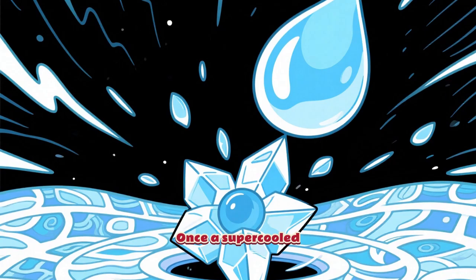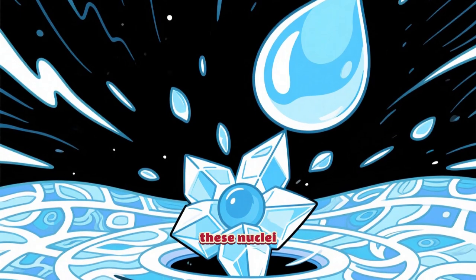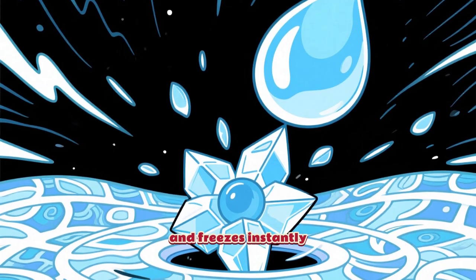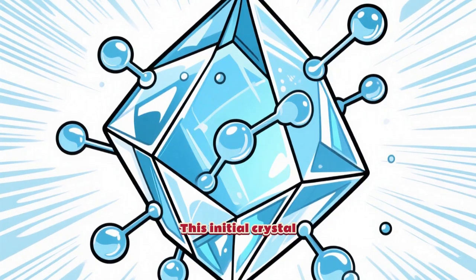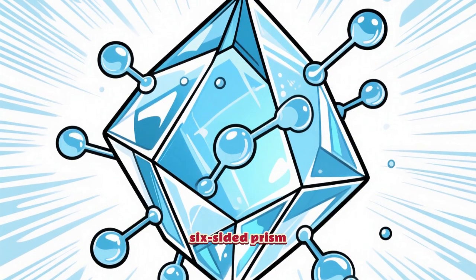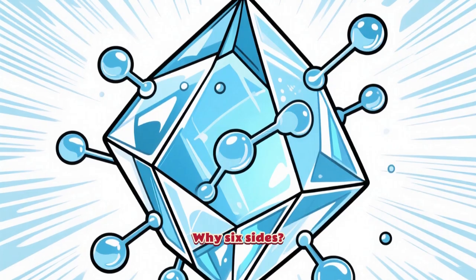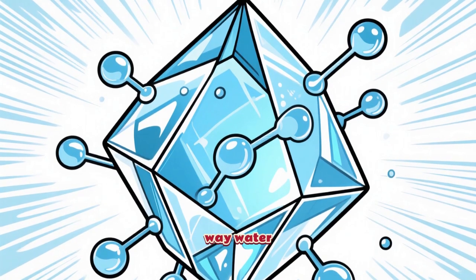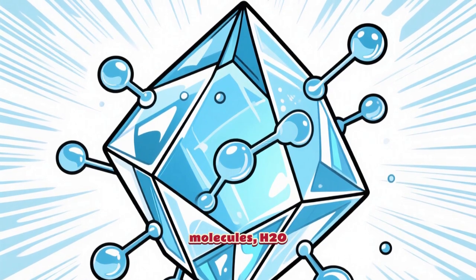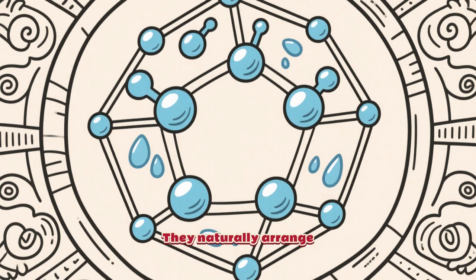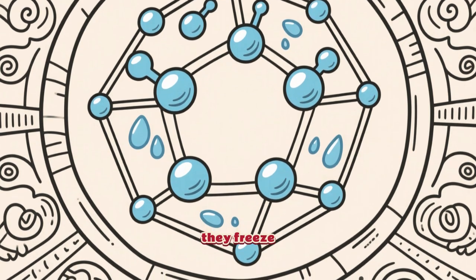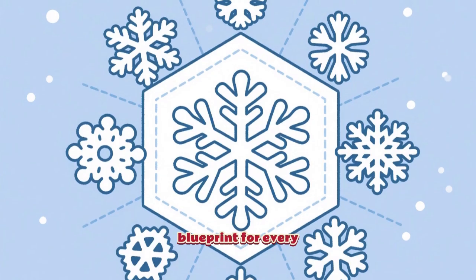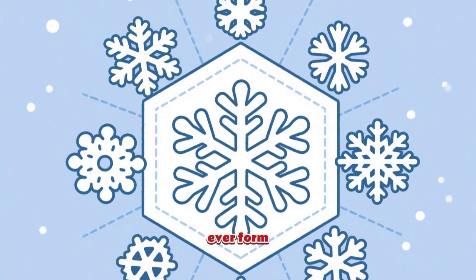Once a super-cooled water droplet finds one of these nuclei, it latches on and freezes instantly, forming a tiny, simple ice crystal. This initial crystal is usually a six-sided prism. Why six sides? It all comes down to the way water molecules, H2O, bond together. They naturally arrange themselves into a hexagonal or six-sided lattice structure when they freeze. This fundamental shape is the blueprint for every snowflake that will ever form.